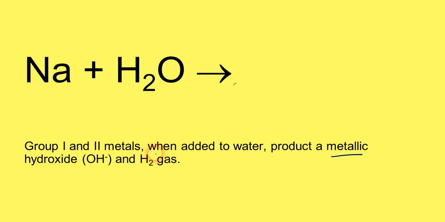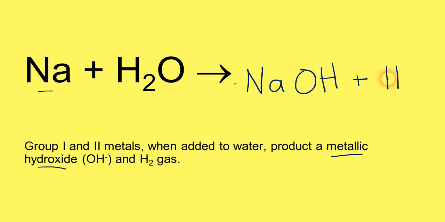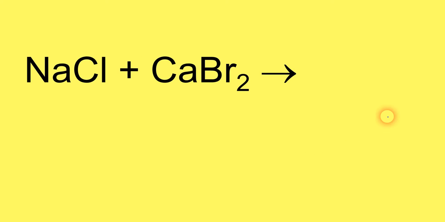So what is the metallic hydroxide? What's the metal here? Well, once again, it is sodium. So the metallic hydroxide is sodium hydroxide. And the other product is H2, hydrogen gas. And since we have ions pairing, sodium is a positive 1, hydroxide is a negative 1. So those are the products, sodium hydroxide and hydrogen gas. So that's it for the single replacement reactions. Let's go on to the double replacement reactions. Now they're pretty straightforward.